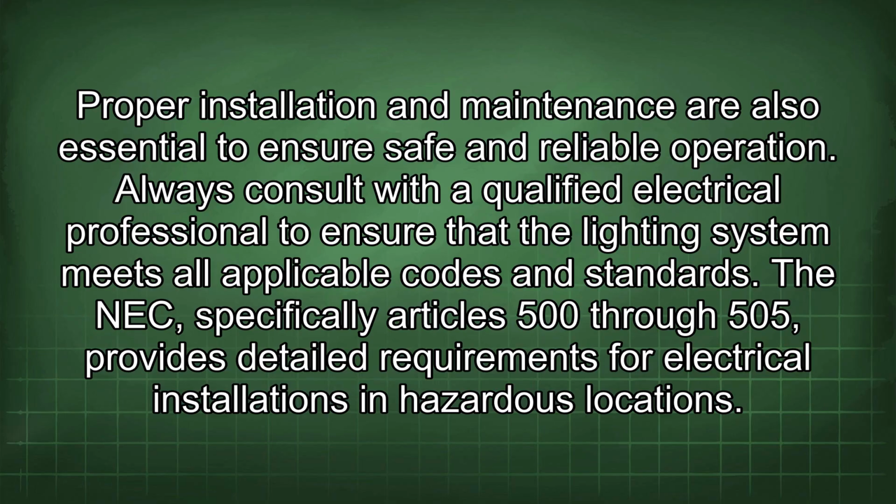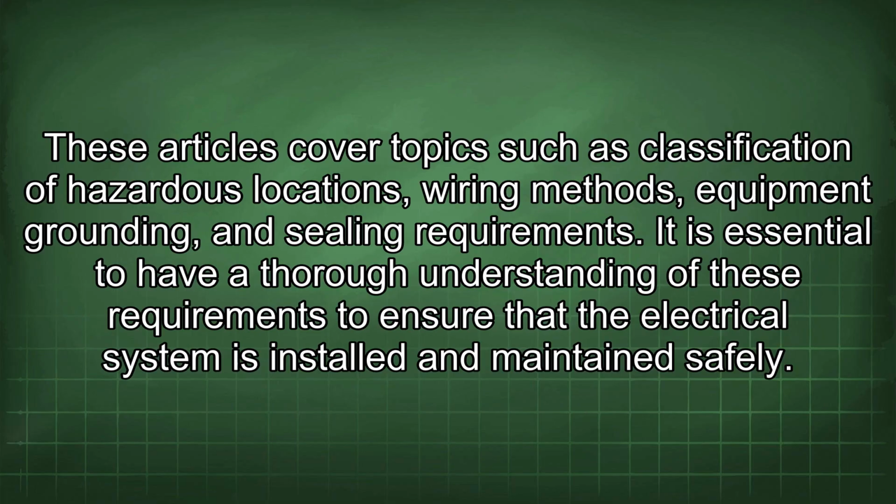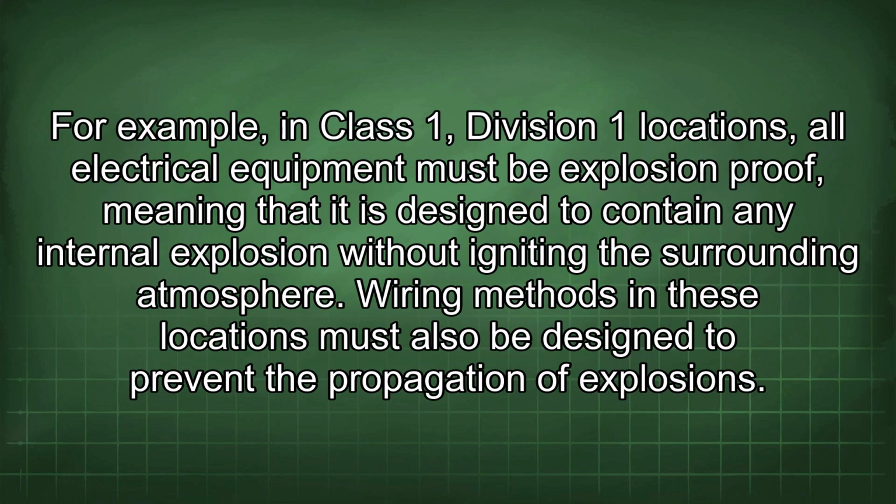Always consult with a qualified electrical professional to ensure that the lighting system meets all applicable codes and standards. The NEC, specifically Articles 500 through 505, provides detailed requirements for electrical installations in hazardous locations. These articles cover topics such as classification of hazardous locations, wiring methods, equipment grounding, and sealing requirements. It is essential to have a thorough understanding of these requirements to ensure that the electrical system is installed and maintained safely. For example, in Class 1, Division 1 locations, all electrical equipment must be explosion-proof, meaning that it is designed to contain any internal explosion without igniting the surrounding atmosphere.